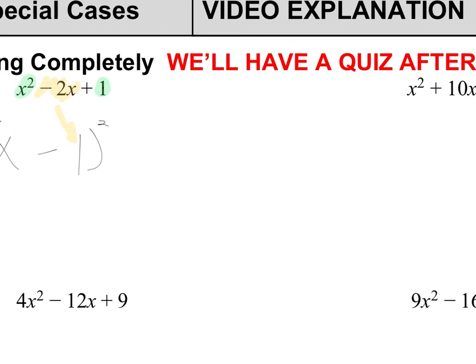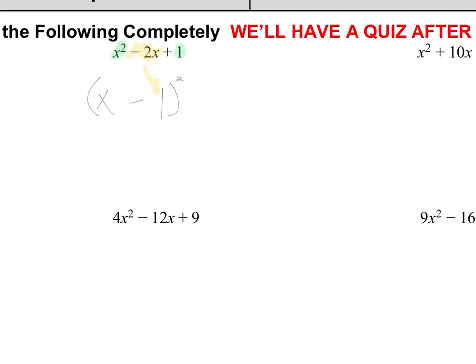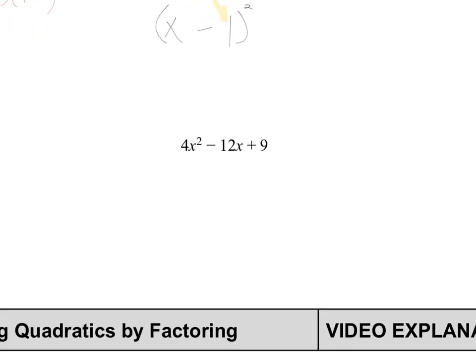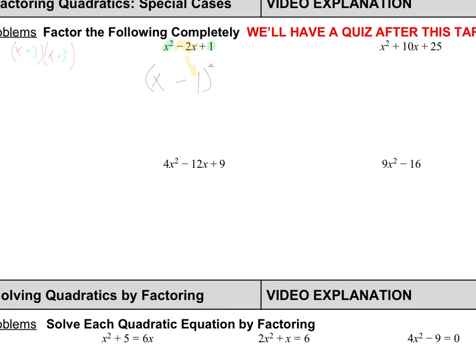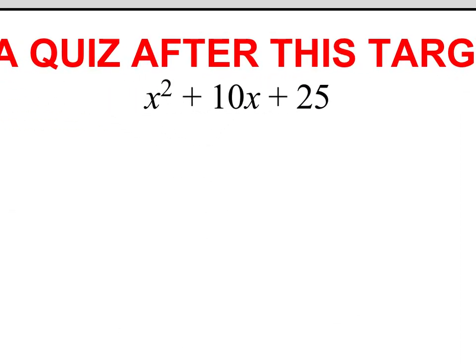Now things will change a little bit. Oh, maybe I'm jumping the gun. When we have a coefficient, so this example, things might be a little different. Let's see one more here.